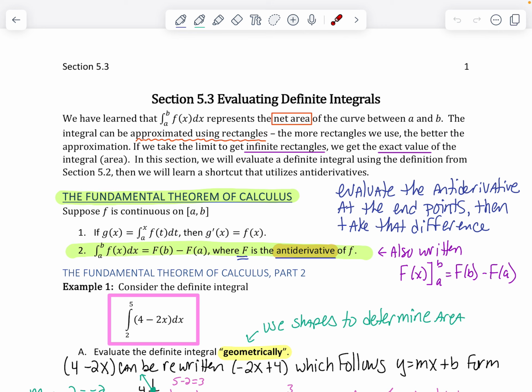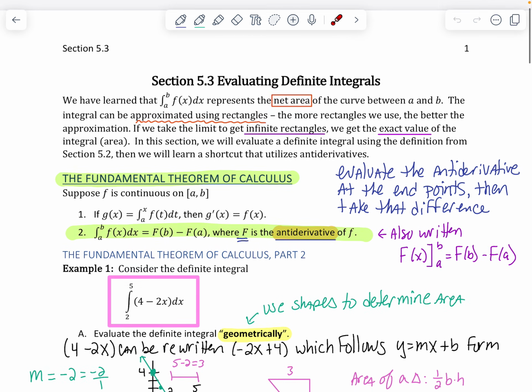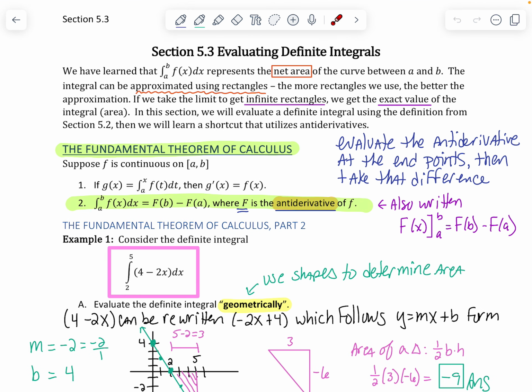So to use as many rectangles as possible, we said we're going to take the limit to get infinite rectangles, an unlimited amount of rectangles, and instead of getting approximately close, we should basically get the exact value. So in this section, we're going to evaluate definite integrals using that definition of going to an infinite number of rectangles that was originally discussed in section 5.2, and then we're going to learn the shortcut that you may already know.